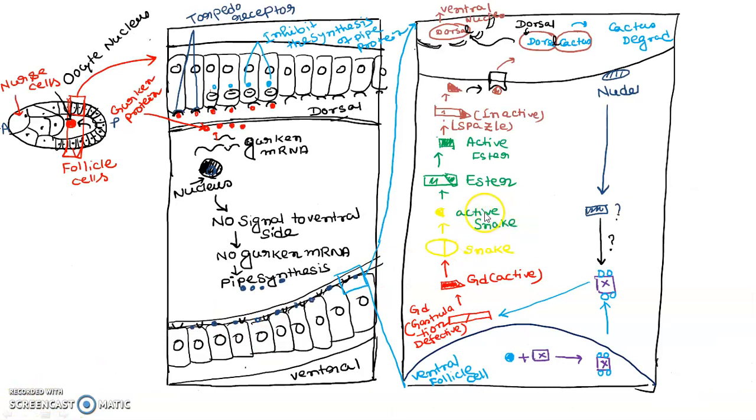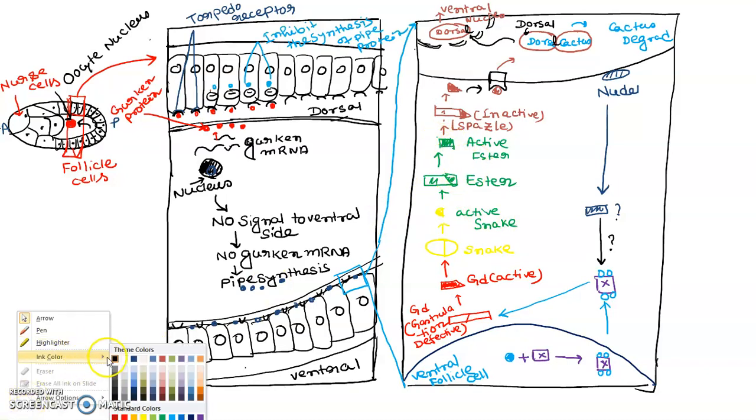You can see that here. Activated snake cleaves the easter protein, and easter protein becomes active. This is the active easter protein.